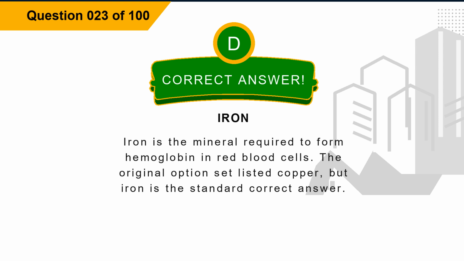Iron. Explanation. Iron is the mineral required to form hemoglobin in red blood cells. The original option set listed copper, but iron is the standard correct answer.